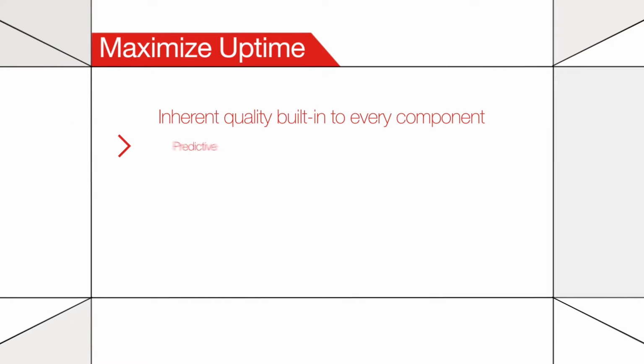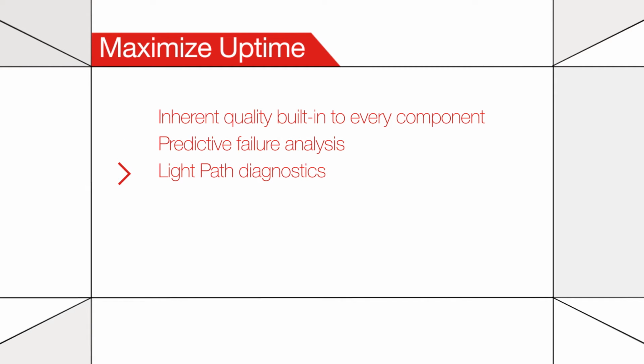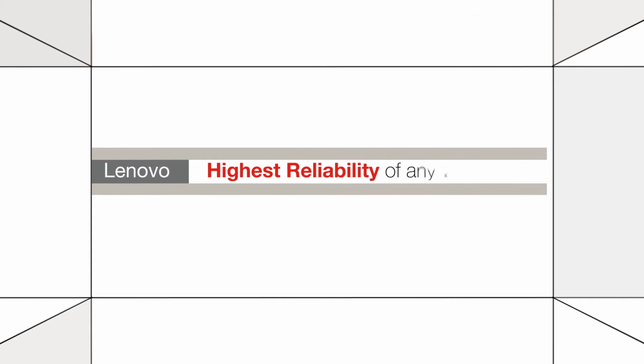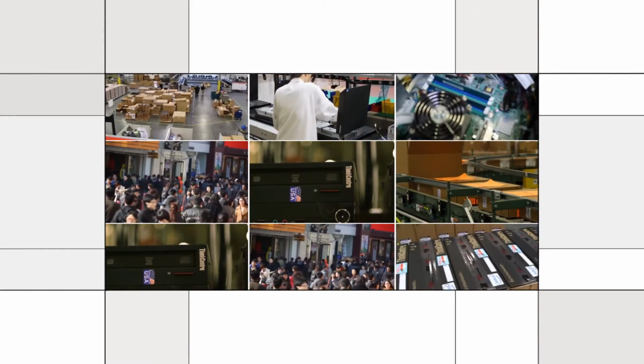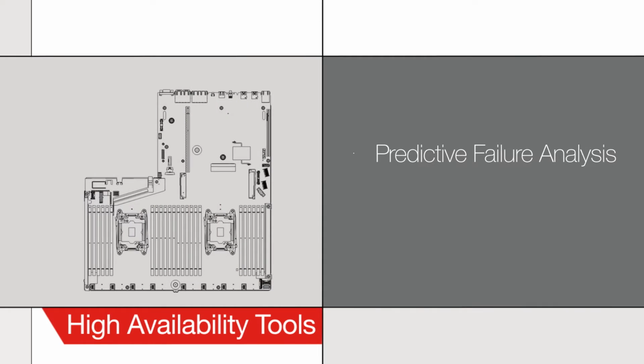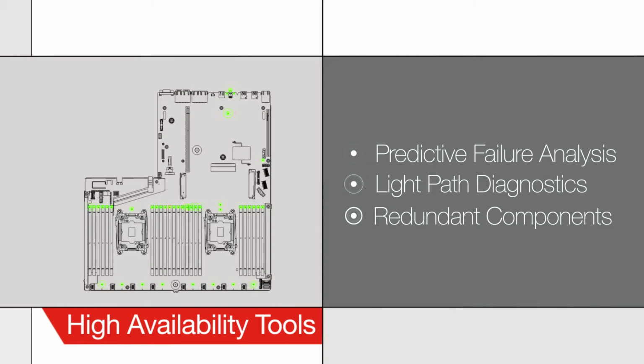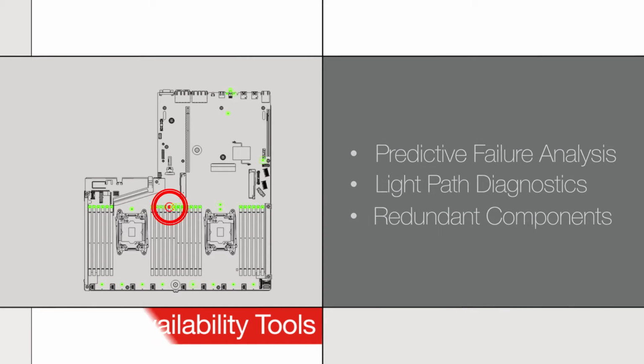Here's how. Lenovo servers maximize uptime to help businesses that must be always on, stay on. Lenovo servers have earned the highest reliability of any x86 server industry-wide. Quality is designed into each and every component to facilitate high uptime. High availability tools predict failures before they occur and send prompt alerts.